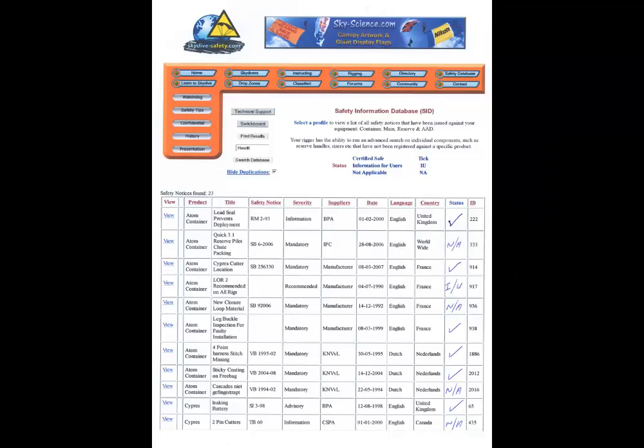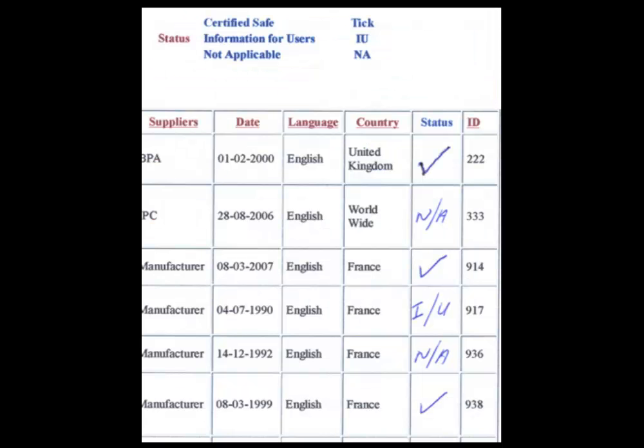What I would like to see is everybody that's done a search print out that report, and down the side where it says status you can then tick the safety notice when it's safe for use. You can say it's not applicable if it's not relevant to your particular rig, or you just put down information for user, so the users know that the manufacturers have information they want them to know. And then keep this with your rig.